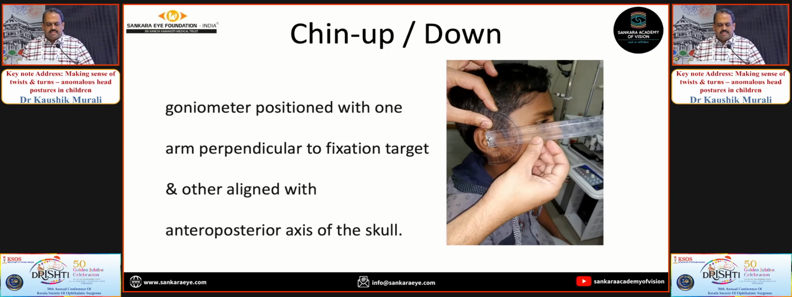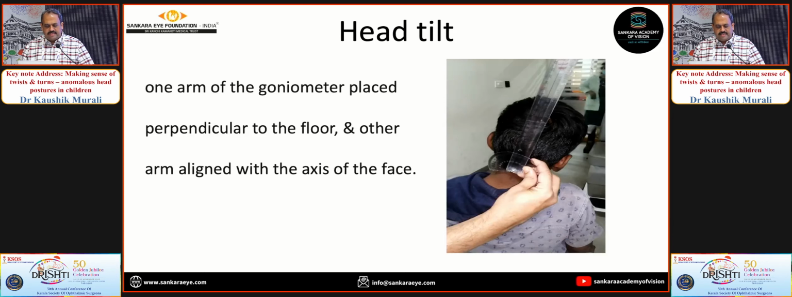Next, when you're looking at the chin up or the chin down position, you keep one arm perpendicular to the fixation target. You ask the child to look straight ahead, and with the other arm you align it with the anterior-posterior axis of the skull. That again gives you, in terms of degrees, how much up or down the child is keeping their face.